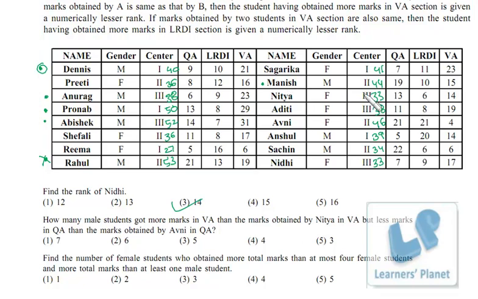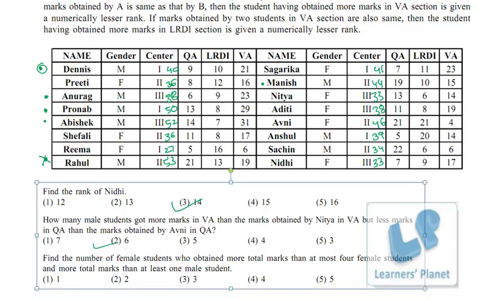Manish is there, then Anshul has got less, okay. Sachin has got more. Okay, so in all 1, 2, 3, 4, 5, 6 students have in this criteria and 6 students in this criteria. So in all 6 students. Okay.